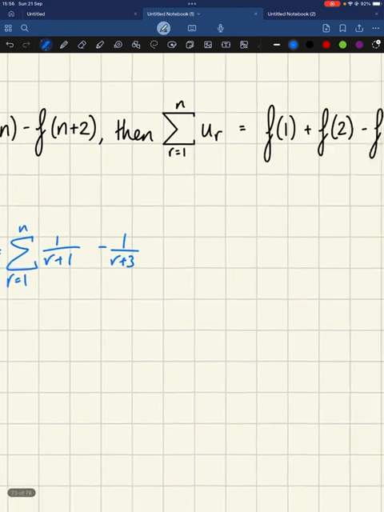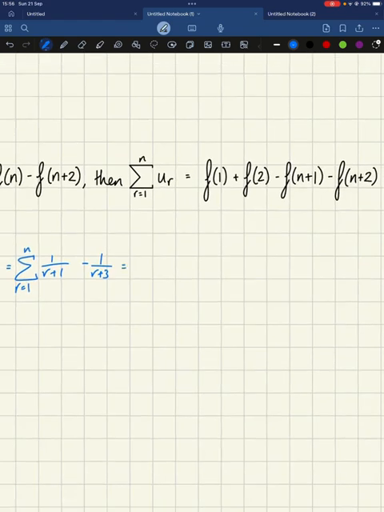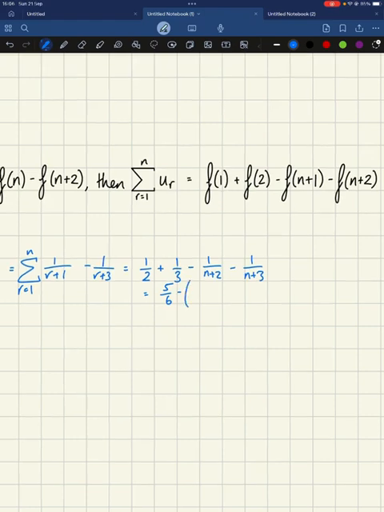So straight away, we'll just use this formula. We'll say, oh, it's just going to be f of 1. Well, f of 1 is 1 over 1 plus 1, which is 1 over 2, plus f of 2, which is 1 over 2 plus 1, which is 1 over 3, minus f of n plus 1, which is going to be 1 over n plus 1 plus 1, which is n plus 2, minus f of n plus 2, which is 1 over n plus 2 plus 1, which is n plus 3. Well, this is going to be 5/6 minus, now this is going to be 1 over n plus 2 plus 1 over n plus 3.